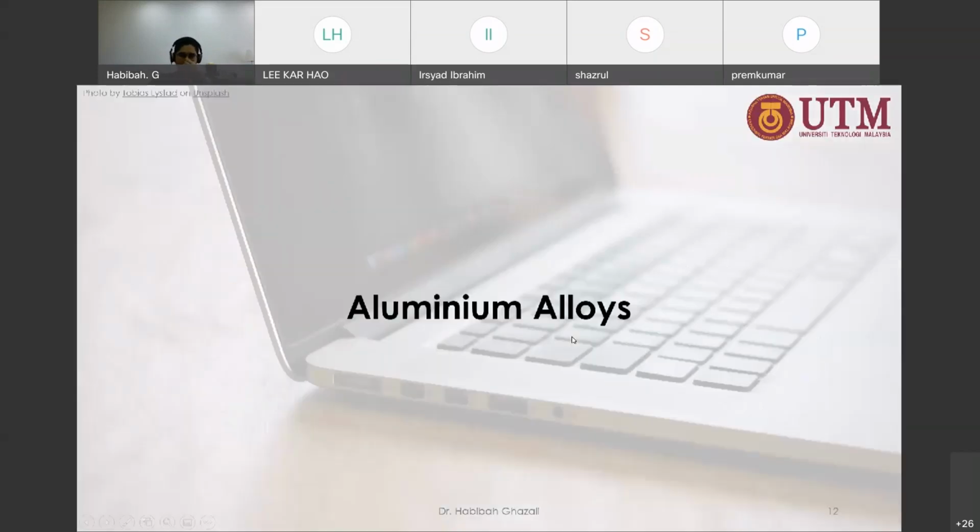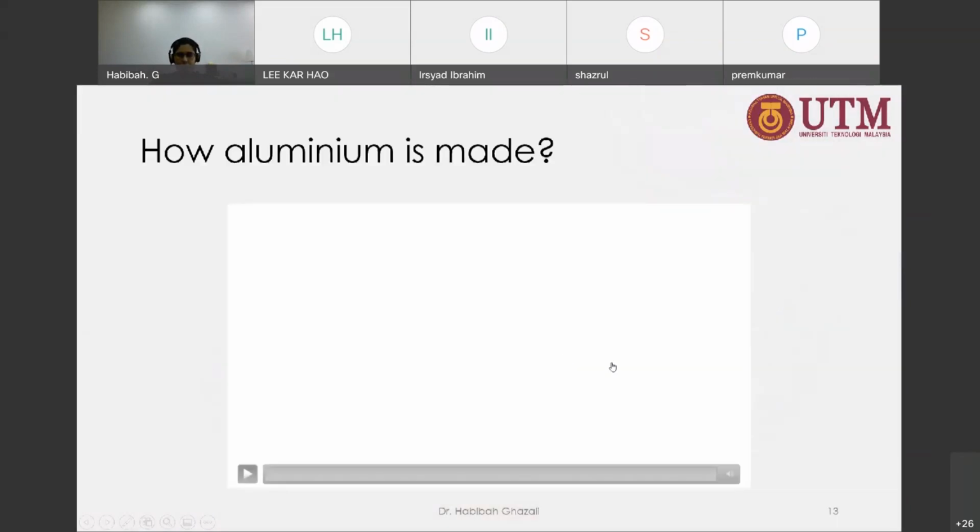All right, so that's how the heat treatment process of aluminum and copper is done. So now we can move on to look into aluminum alloys. What is aluminum alloy all about? Before we start with that, I have this video that I want to show of how aluminum is extracted from its ore. So let's have a look at that.